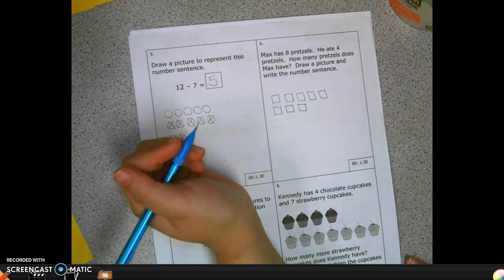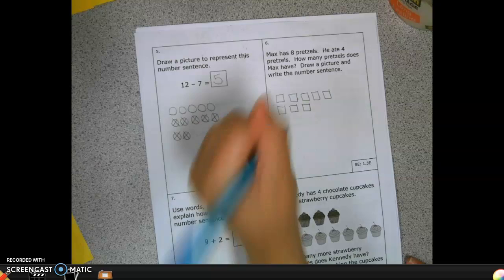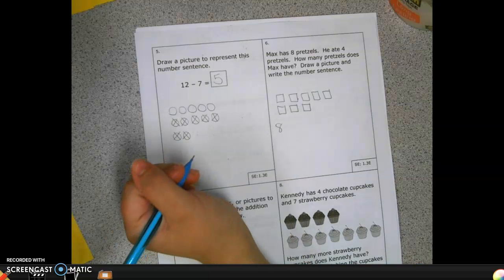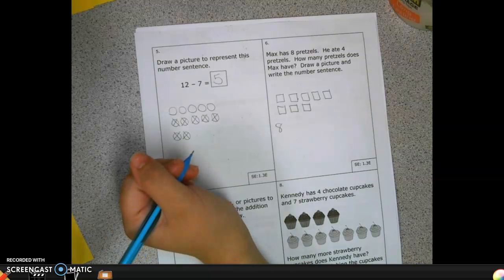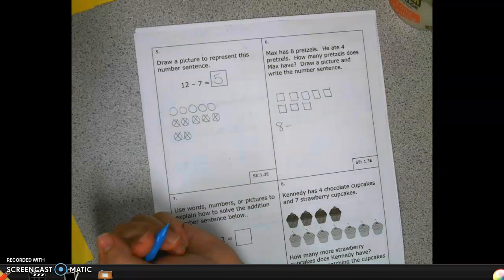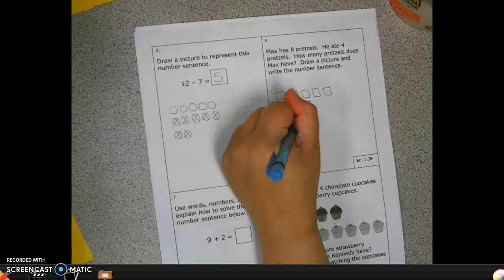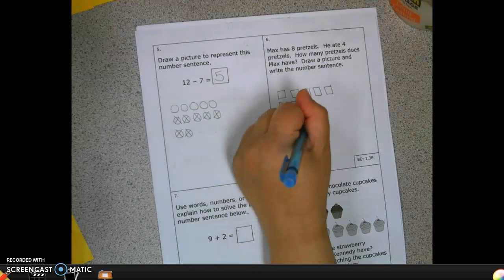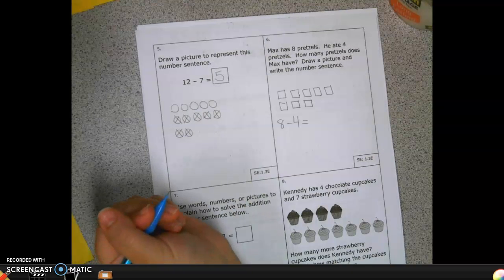Now, I know Max had 8 pretzels. He ate 4 pretzels, so I know he's going to lose 4 pretzels. I know we're separating. So when I'm separating, I want to use my minus sign. Minus 4 pretzels, and that's going to have a difference of a number.